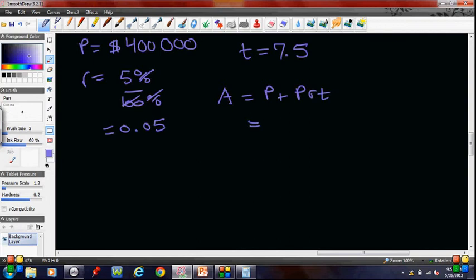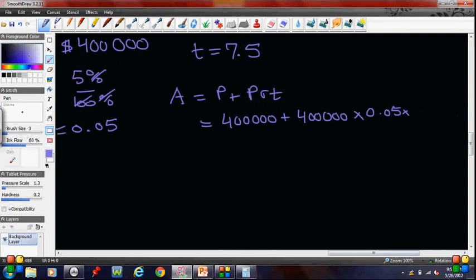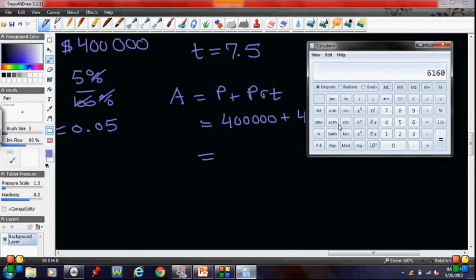Alright, so I'm going to do this question now, and I want you guys to, as I finish, try to see what the mistake I make is, okay? Because then I want to see if you guys can get it before I explain it to you. So we have a principal of 400,000, and then we have 400,000 again, times 0.05 times 7.5.